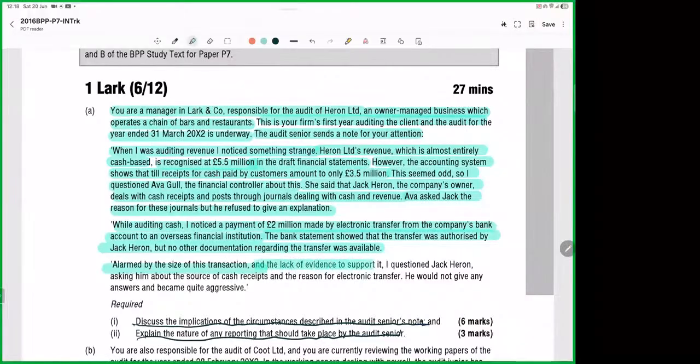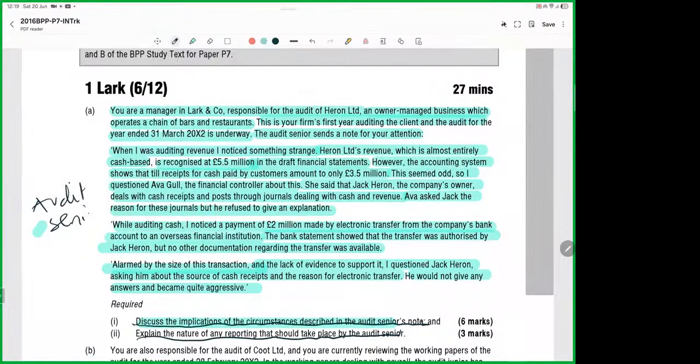And the lack of evidence to support it, I questioned Jack Heron, asking him about the source of cash receipts and the reasons for the electronic transfer. He would not give any answers and became quite aggressive. Discuss the implications of the circumstances described in the audit senior's note. So remember, we have the audit juniors, we have audit seniors, and then we talk of the audit manager.